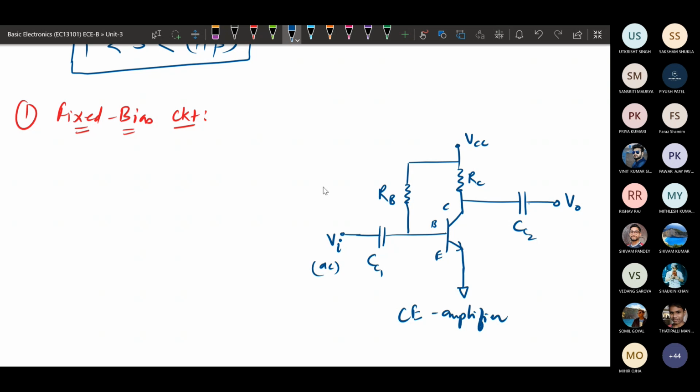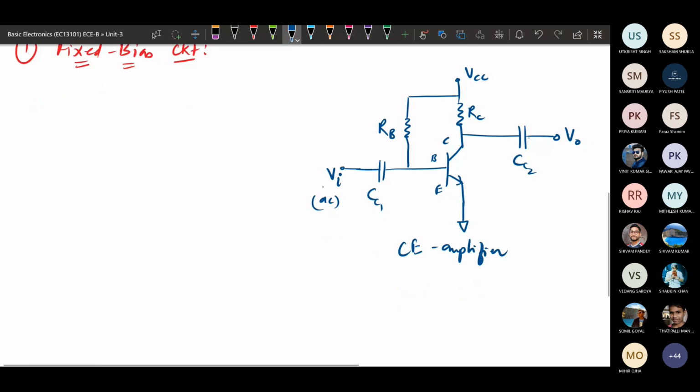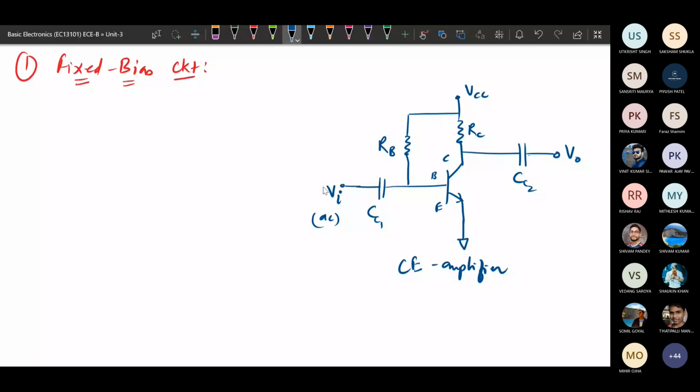If we are going for DC analysis, this was the complete amplifier circuit. For DC analysis, whatever capacitors are there will be open circuited. Why is it open circuit? Because a capacitor does not allow DC. For DC analysis, these capacitors show high resistance, so they will be open circuits.